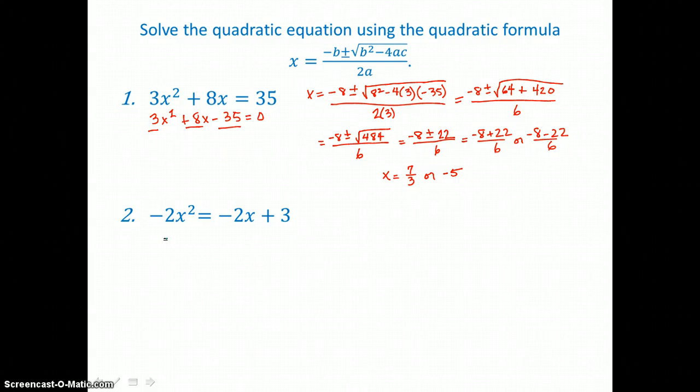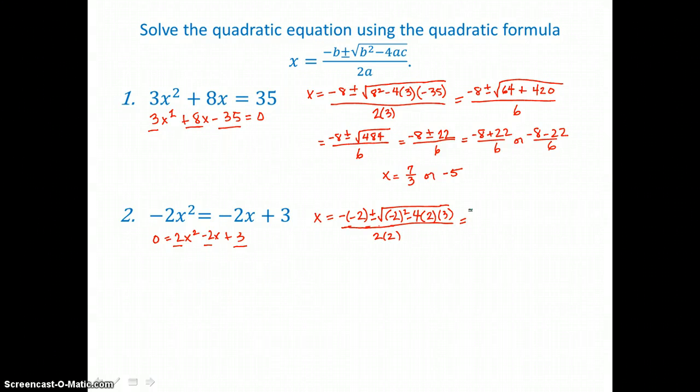Okay, in the second example, let's get 0 alone on the left by adding 2x squared to both sides of this equation, and then picking out a, which is 2, b, which is negative 2, and c, which is 3, I can substitute into the quadratic formula. Negative 2 for b, and in for a, 2, in for c, 3, all over 2a, or 2 times 2.